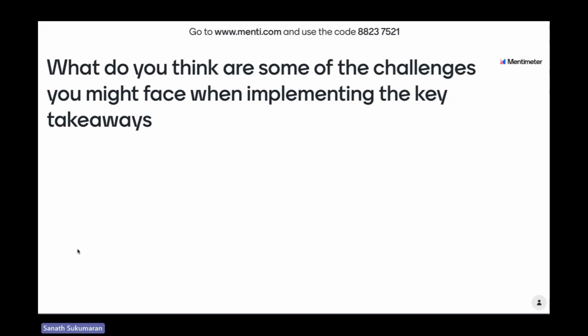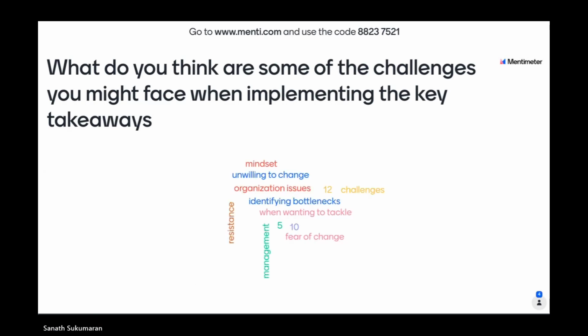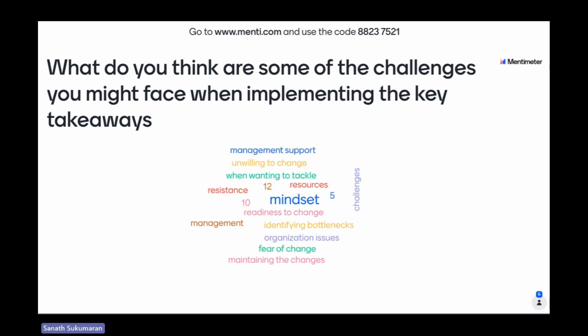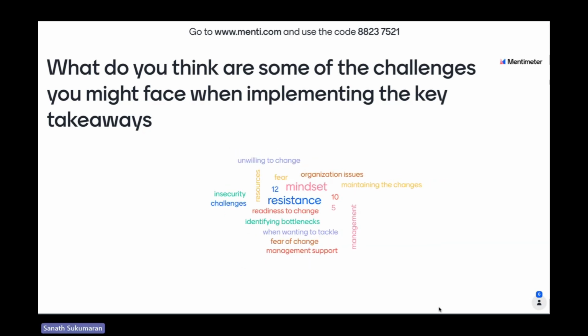Okay, I hope you can see the screen right now. There's a link that's on the screen, menti.com, and that's the code. You can use your phone if you wish to. Okay, we've got some answers coming up. I see someone mentioning mindset. It's a big one. Some who talked about fear, organization issues. Well, that's a lot of that, right? Insecurity, the readiness to change.